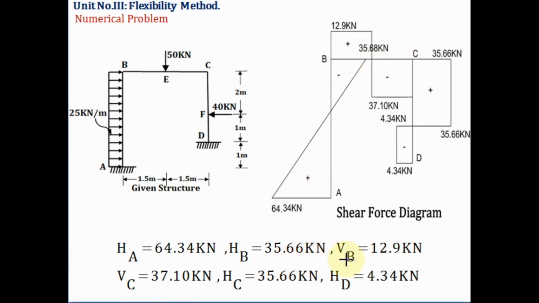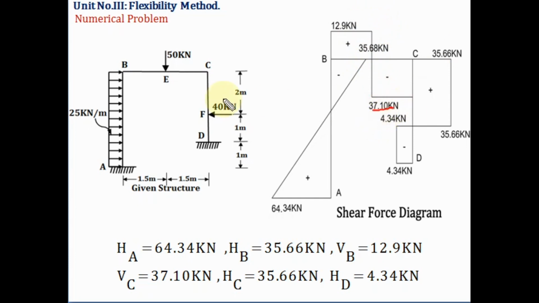Then the vertical reaction at B is 12.9, acting upward. In this portion at B there is no load, so we have to join by a horizontal line. Here the value is 12.9. Here there is a point load of 50 kilonewton acting downward. So 12.9 minus 50, what value do we get?